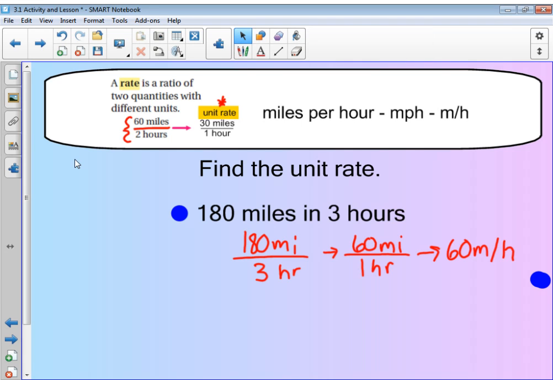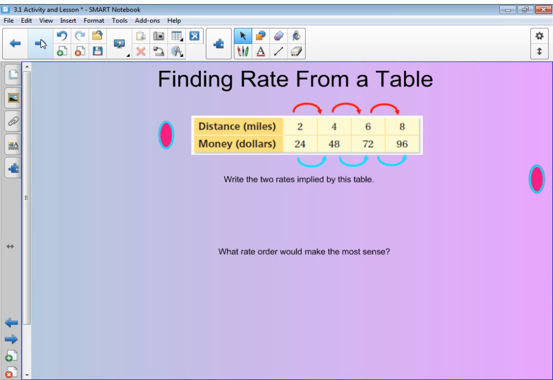And sometimes you guys will see that M/H as MPH for miles per hour. So sometimes the word per, they just put the P instead. Okay, so that's working with rates and unit rates.